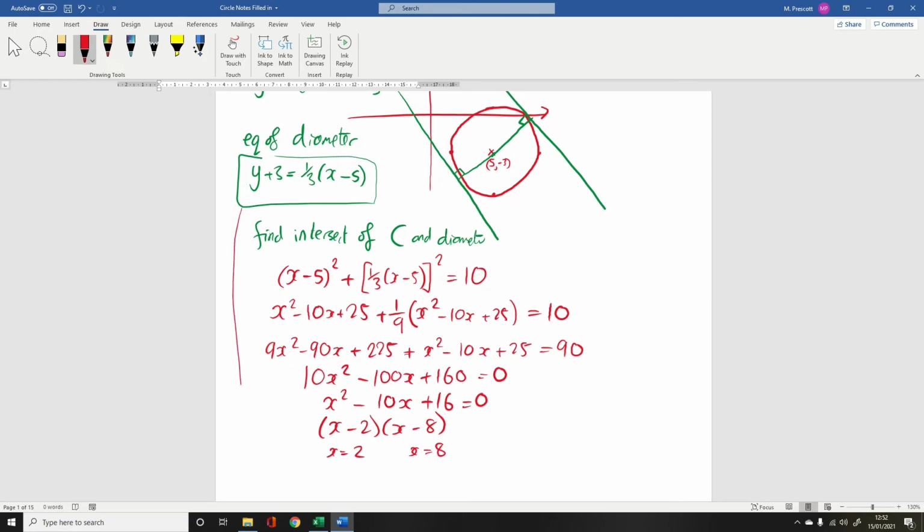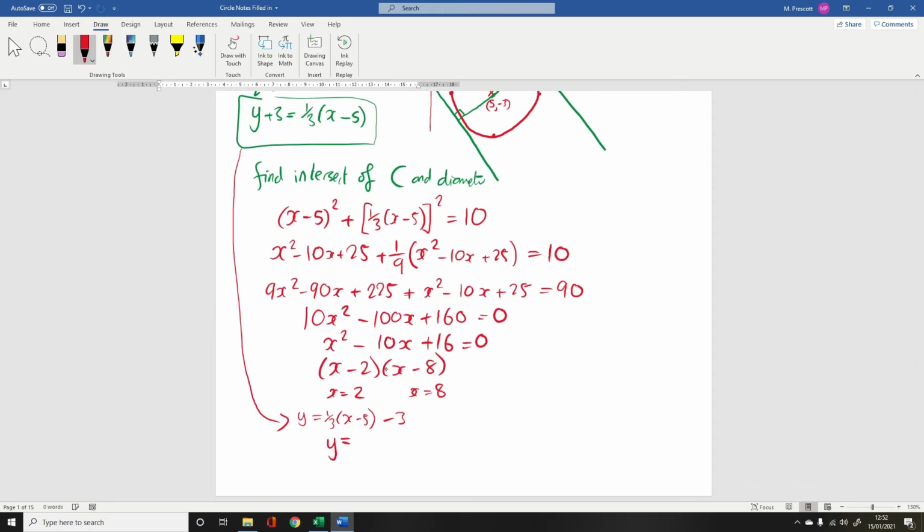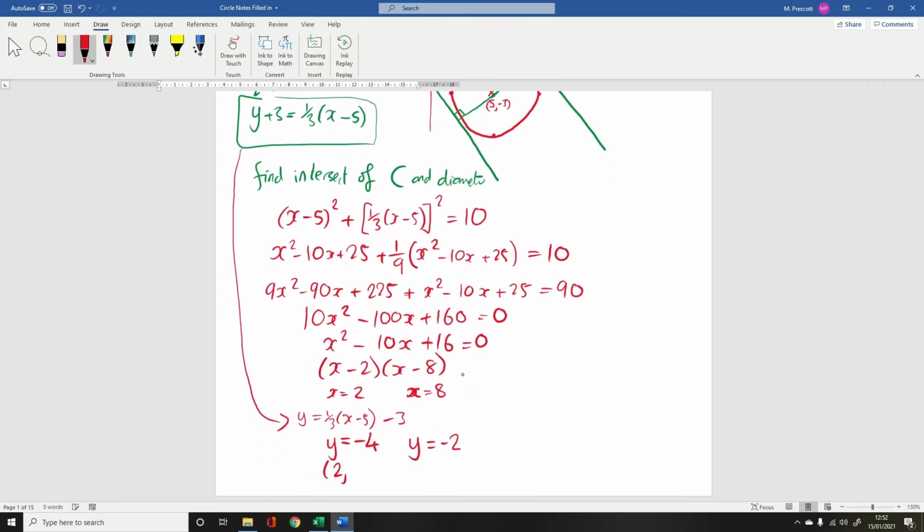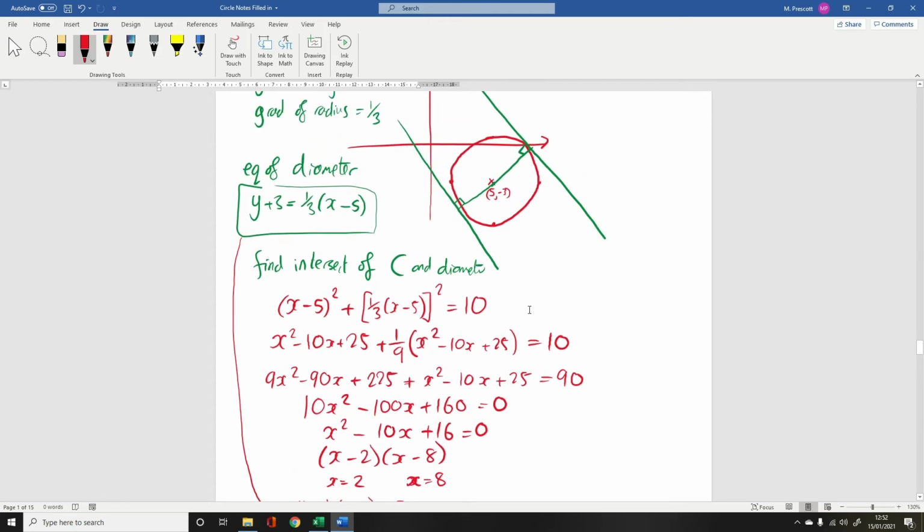Now we can then go back, sub it into the equation of the line to work out what the y coordinates are. That would be that y is equal to 1/3 of (x minus 5), minus 3. So if we subbed 2 into there, we would get that y equals 1/3 of minus 3, so that's minus 1, minus 3, that's minus 4. And if we sub in 8, we're going to get 8 minus 5 is 3, 1/3 of that is 1, 1 minus 3 is minus 2. So what we've got are the two coordinates, which are (2, -4) and (8, -2), where the circle meets the diameter, and so also where the tangent meets the diameter.